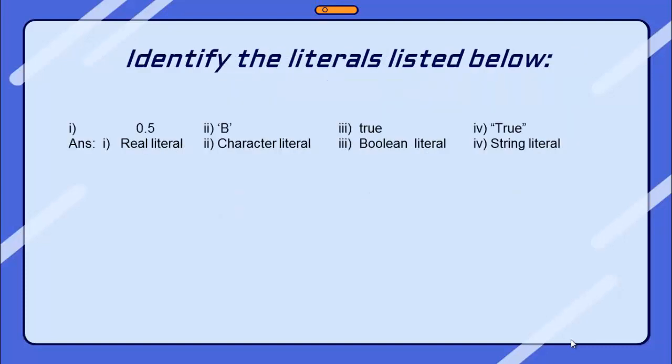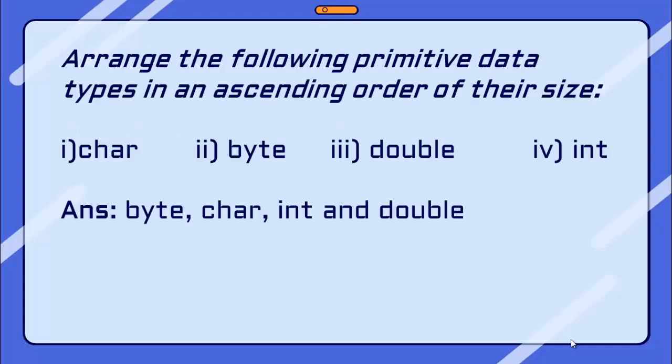Identify the literals listed below. 0.05 is real. B is a character literal. True is a boolean literal, and true within double quotes is a string literal.